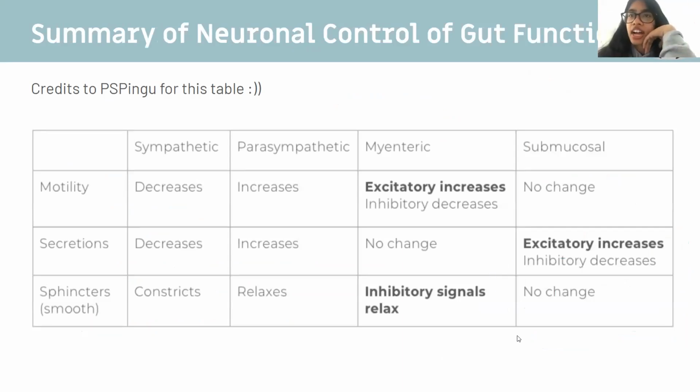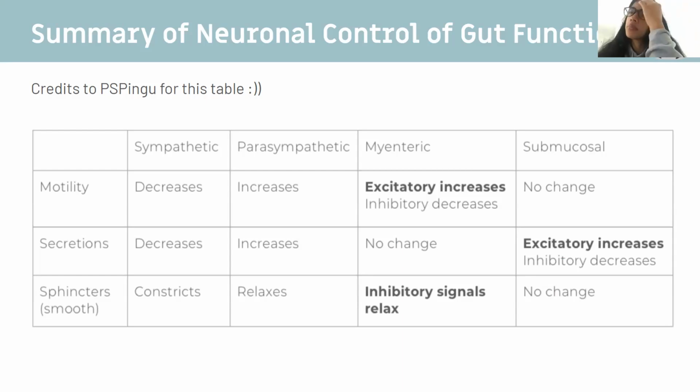All right, so this is just a table I ripped off PSPU, but I'll very quickly run through this. As we touched upon before, sympathetic nervous system, that's your fight or flight. You're trying not to digest things because you're trying to run away from a serial killer. So motility is obviously going to decrease. Your secretions are going to decrease, and your sphincters will constrict to prevent the passage of food through the gut tube. Conversely, parasympathetic, that's your rest and digest. So your motility is going to increase, your secretions are going to increase, and your sphincters will relax in order to allow the passage of food through the gut tube.